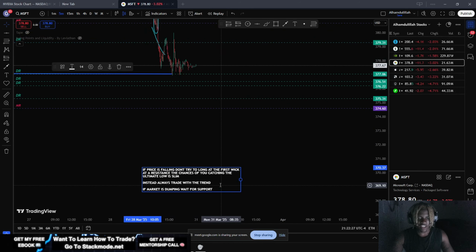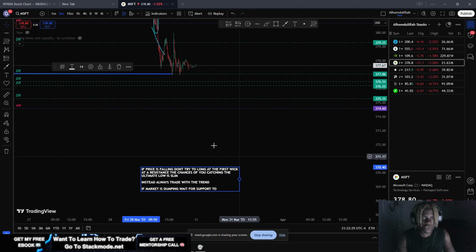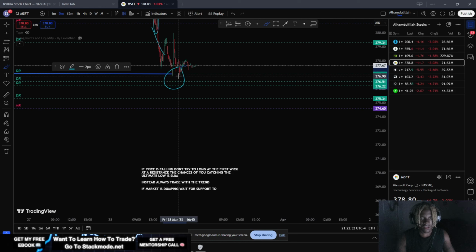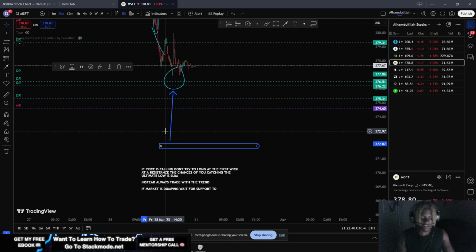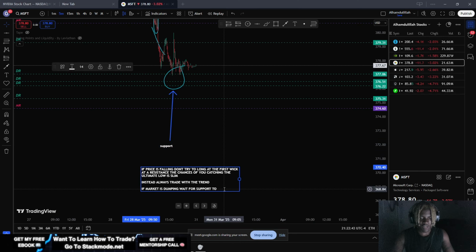If price is falling, if market is dumping, wait for support to... What's this right here? Is this an area of support or resistance right here? Support, exactly. So right here, if market's dumping, catch a puts trade, catch a short trade, wait for support on the smaller time frames to be broken, then catch break and retest.